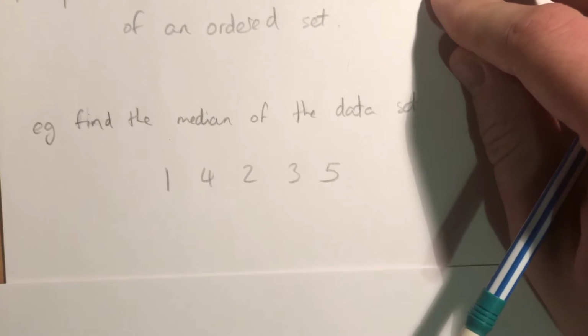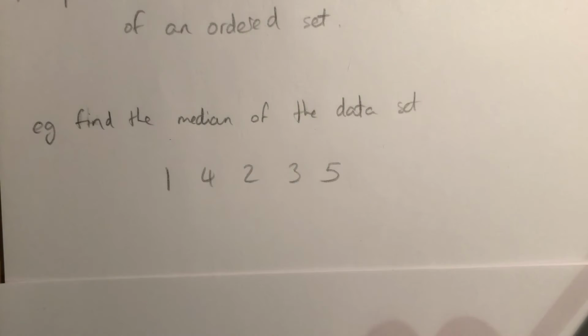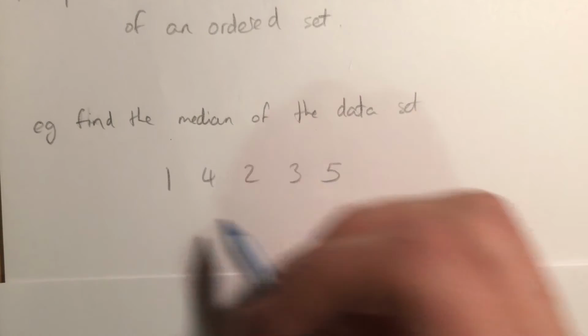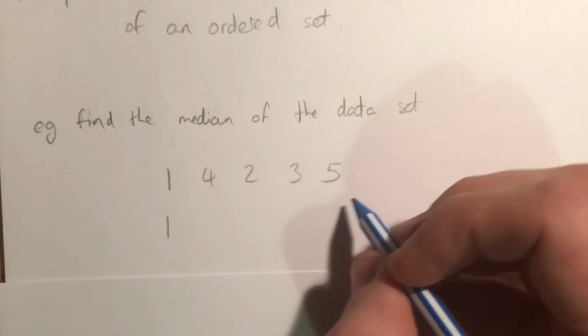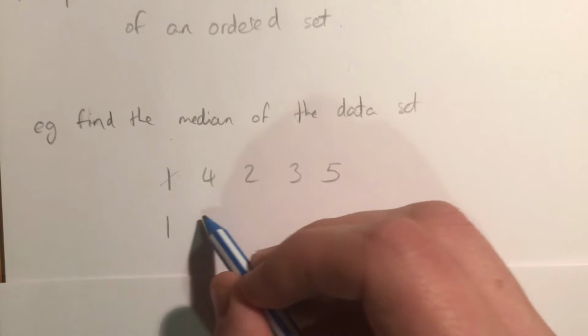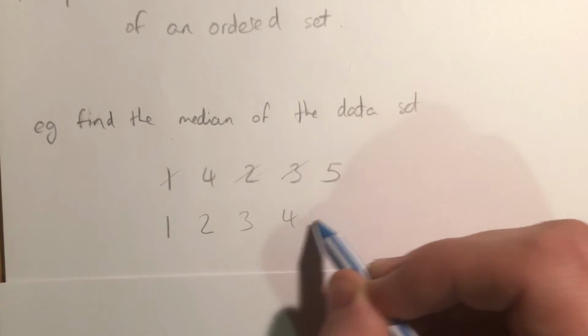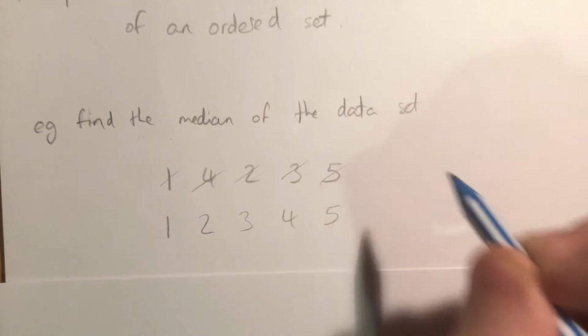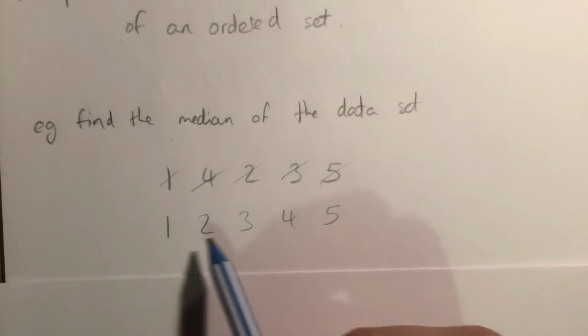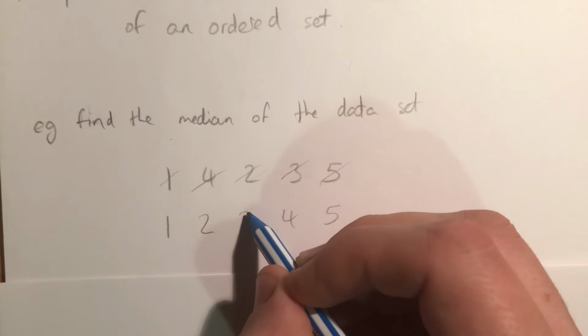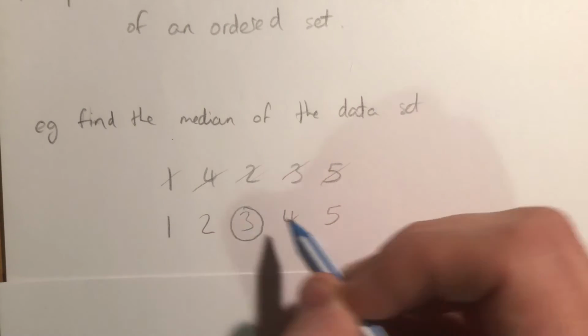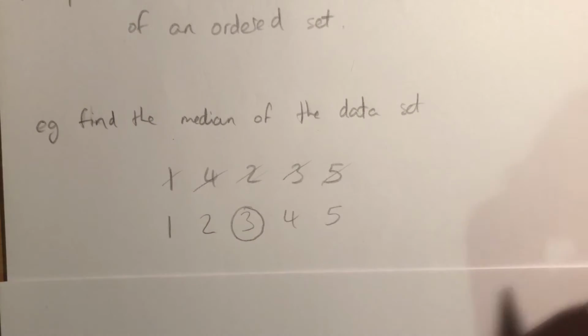So as we're doing that, as you would have done in previous years, you would have put this in order by saying, right, well, 1's the lowest, cross it off, 2's the next, then 3, then 4, and then finally 5, just like so. So we can see clearly now the middle number here is going to be 3. So the median equals 3.